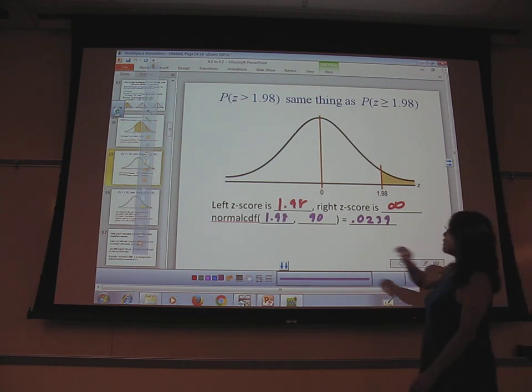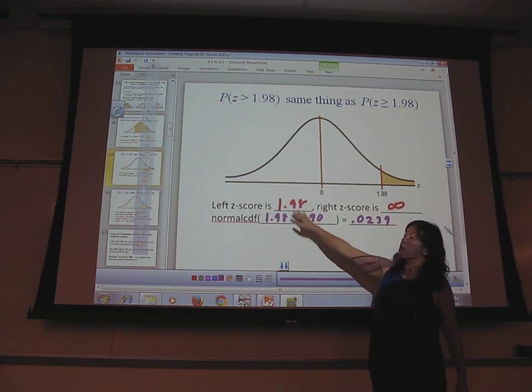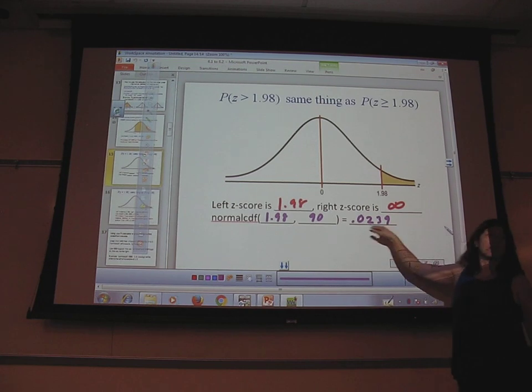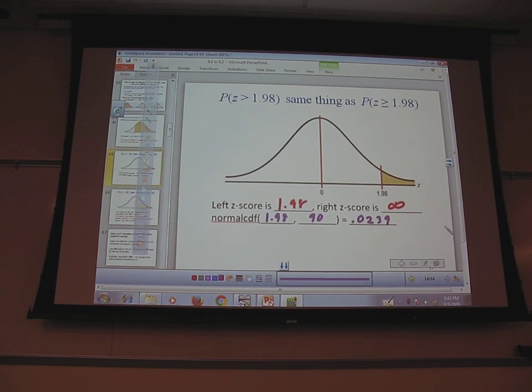Generally speaking, z-scores we do to 2 decimal places. Areas we do to 4 decimal places. That's how the tables work, so we just fall in line with that.